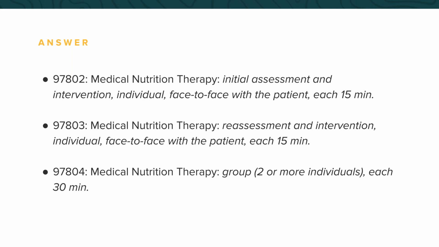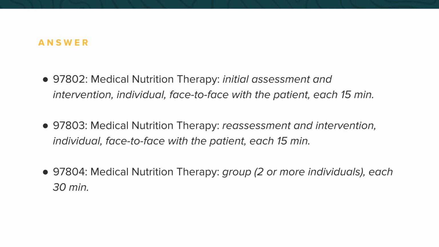The 97802 is for the first visit or the initial assessment. And then I would say mostly we use 97802 and 97803. Of course, there are some people who are using 97804. You'll know that this is per unit for a 30-minute, and this is 2 or more in a group therapy. The reimbursement rates for these, we can look up.